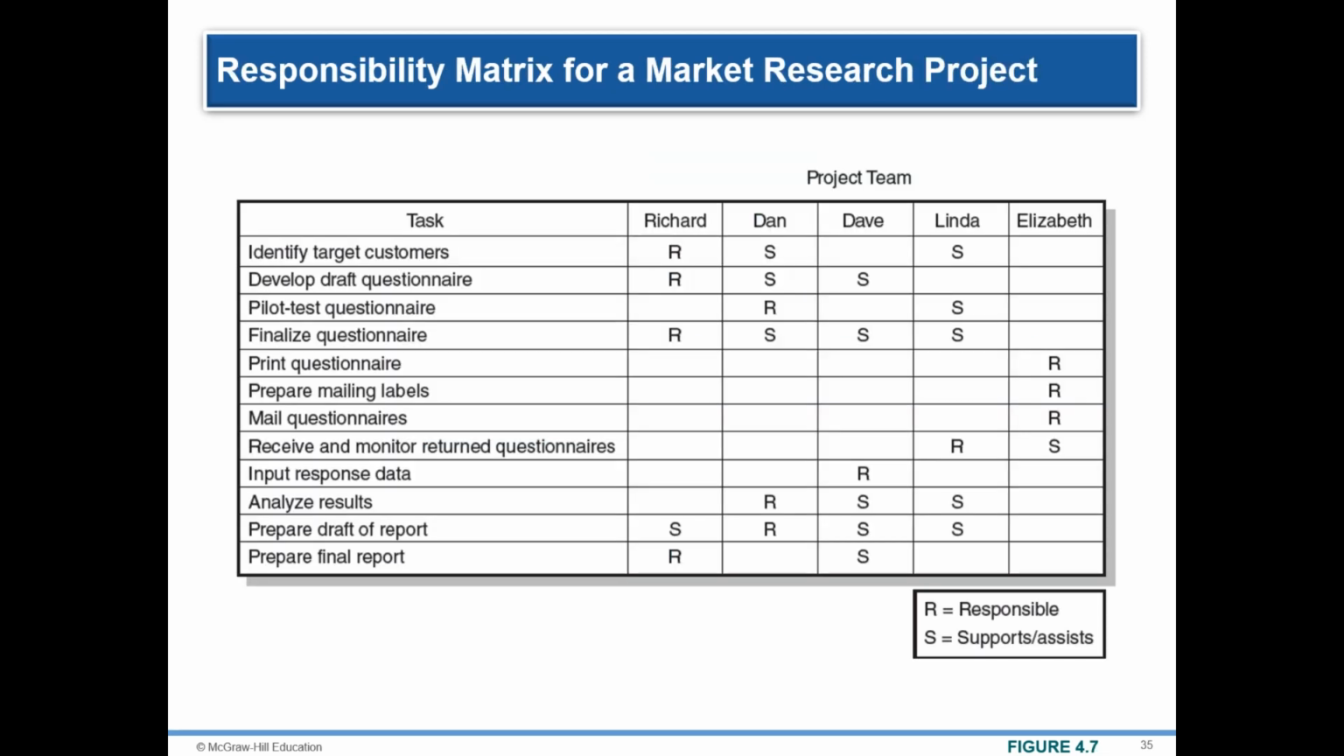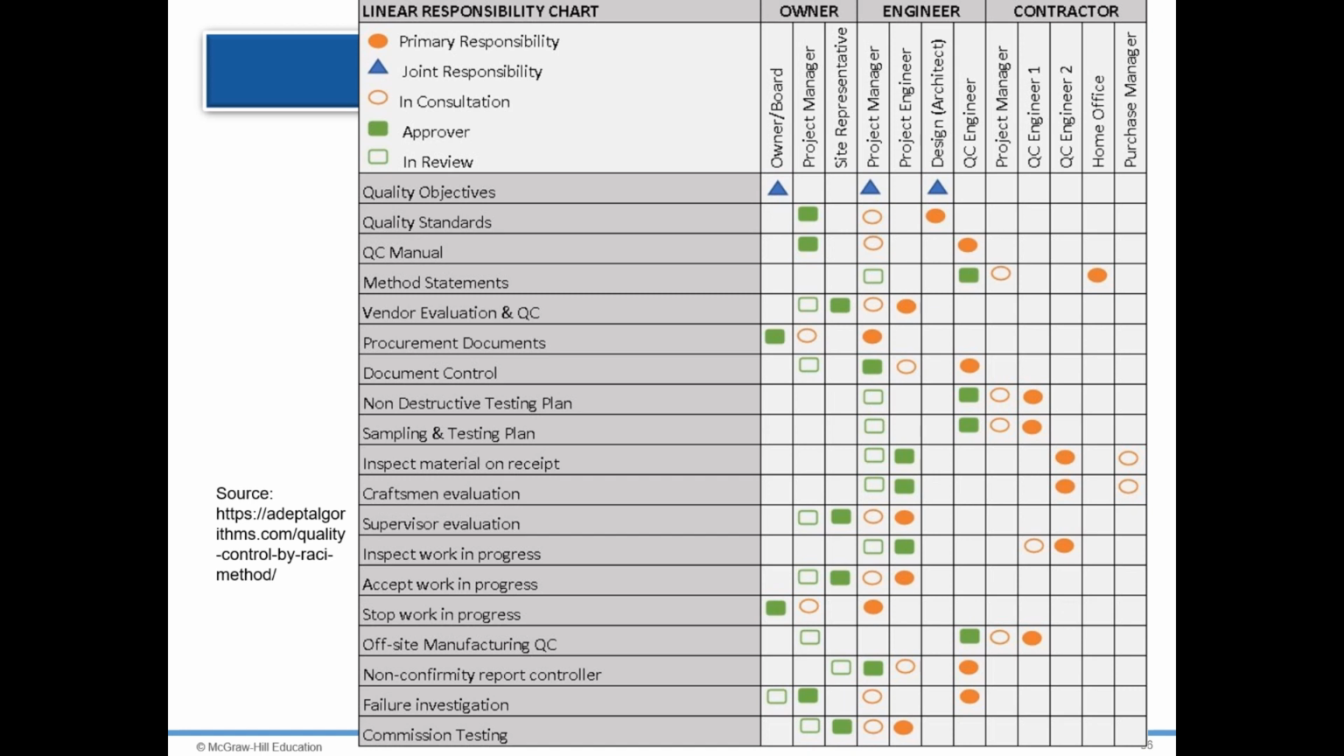This is another responsibility matrix for a research project. It has both horizontal responsibility points and vertical task breakdown. Responsibility and support assistant roles are very clearly defined. Another example as well, including many different types of responsibilities and individuals that could be cross-sectioned with different tasks.